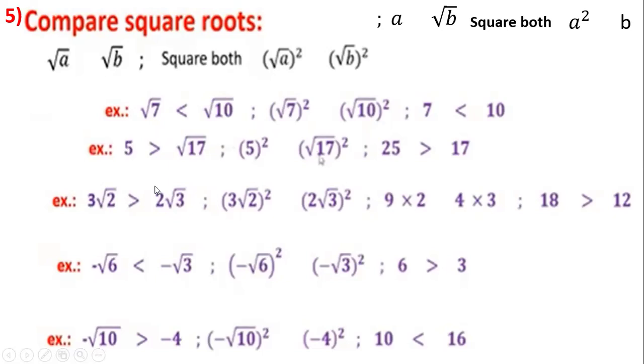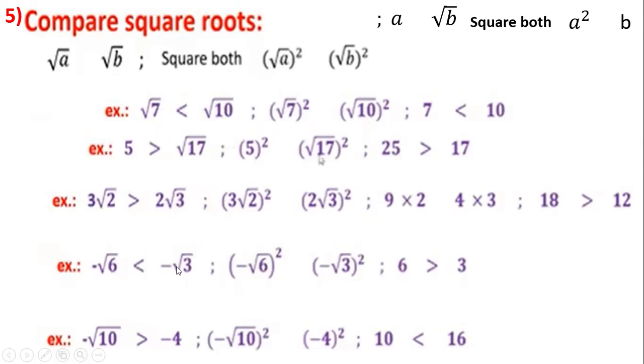Similar here, I square both. I get 3 radical 2 squared, 2 radical 3 squared. Please pay attention to this writing. Here, the square is given for both, for 3 and for radical 2. 3 squared is 9, radical 2 squared is 2. So 9 times 2 and 4 times 3, this is 18 and 12. If I compare 18 and 12, it's greater than, so the first is greater than the second.